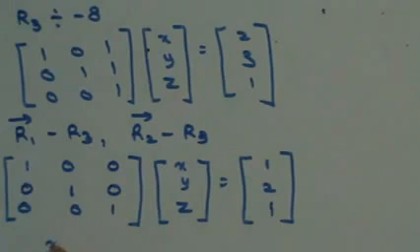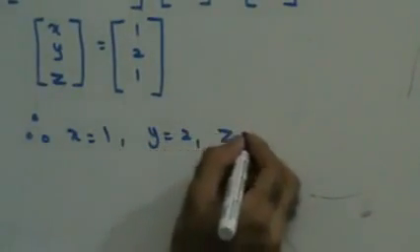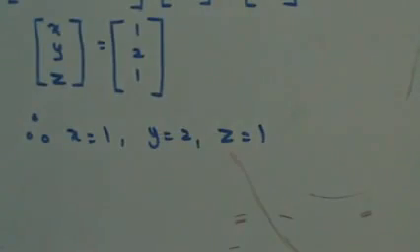This is nothing but I. So you will get X, Y, Z is equal to 1, 2, 1. Therefore I can say that X is equal to 1, Y is equal to 2 and Z is equal to 1. Right? That's how I get the value of X, Y and Z.